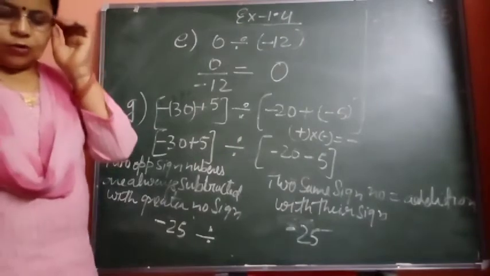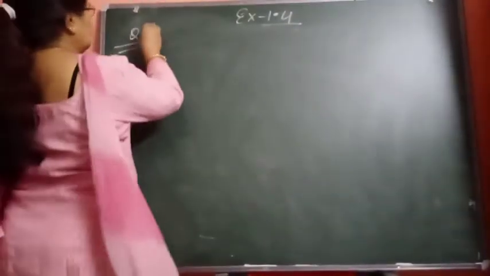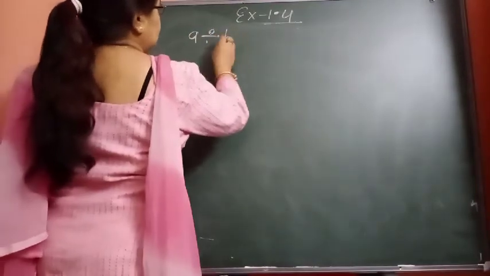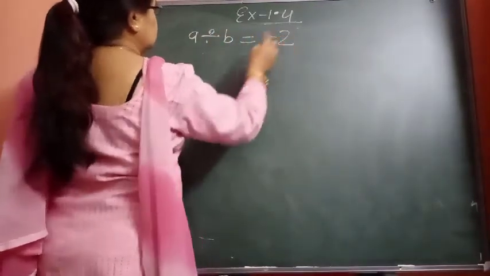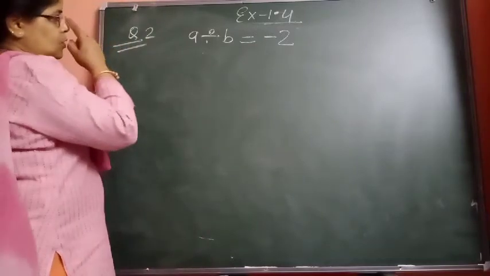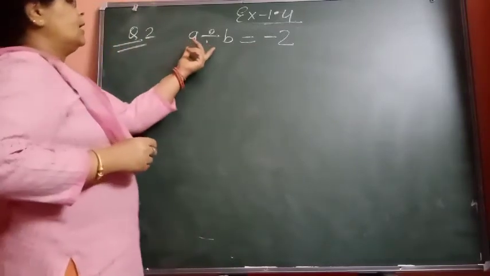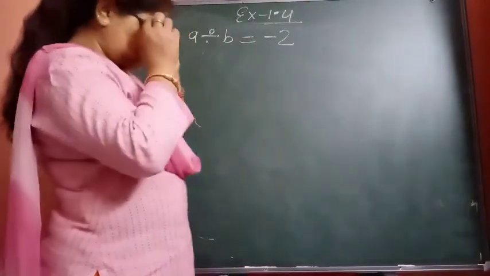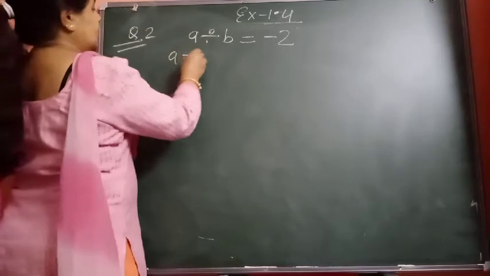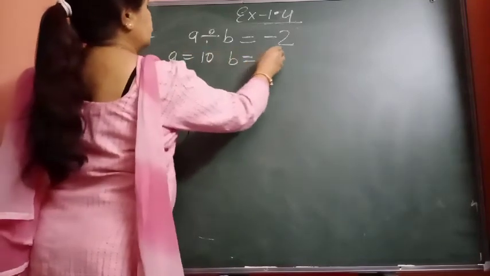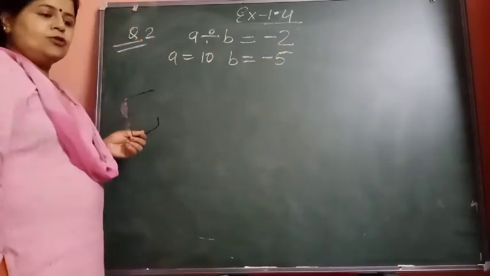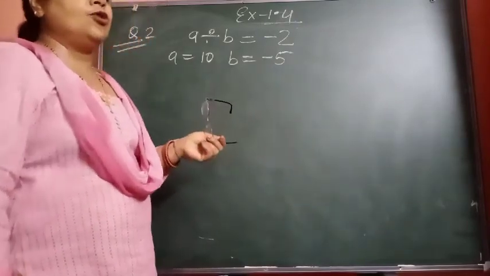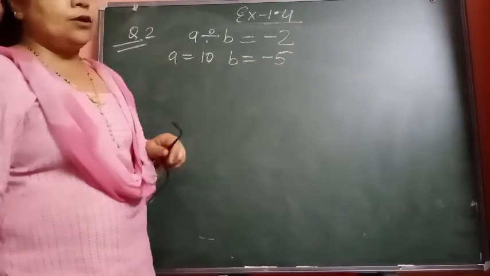Question number 2. You have to give a and b such that a divided by b always gives minus 2. 2 parts I will do, 3 parts you will perform yourself. You have to select the values of a and b such that if you divide them you will get minus 2. See that. I am taking a as 10 and b as minus 5. Whether you take the numerator positive and the denominator negative, or the denominator negative and then the numerator you have to take positive.